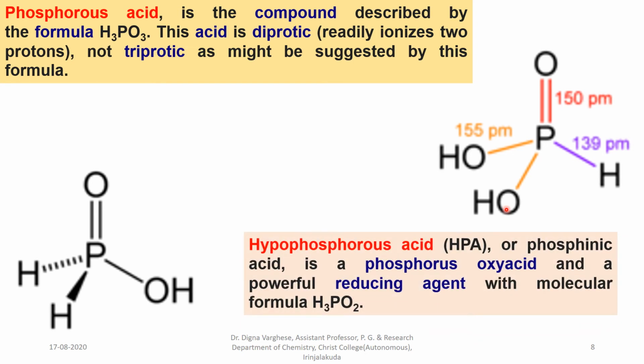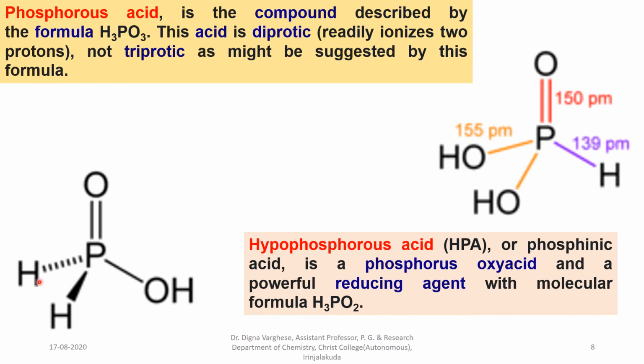Another acid is hypophosphorous acid, that is HPA, which is also known as phosphinic acid. In this particular molecule, the phosphorus is in the +1 oxidation state. It has two non-ionizable hydrogen atoms. Only one hydrogen is ionizable, so its basicity is 1 and it acts as a monobasic acid.